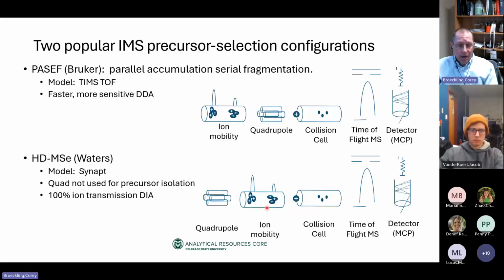And so what we do then is we actually use the mobility cell as the precursor selection device. So the focusing by mobility is performed rather than a quadrupole-based isolation. And this is a form of data-independent acquisition using mobility. So those are more complex. We can certainly talk more about them if you have questions. But I wanted to introduce them at least a little bit briefly because they are more and more frequently used in the literature.